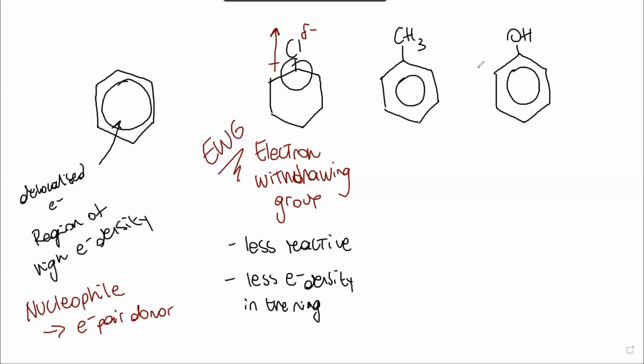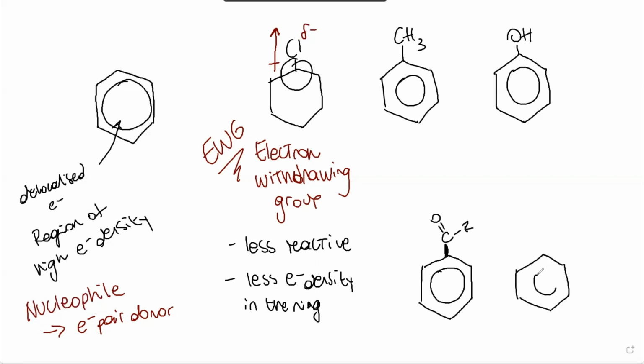Before looking at methylbenzene and phenol, another type of electron withdrawing group are those that can take electrons towards themselves, because that's the definition of an electron withdrawing group, but any group that actually has a double bond that can take something on. So what I mean is, for example, a carbonyl or nitro group.